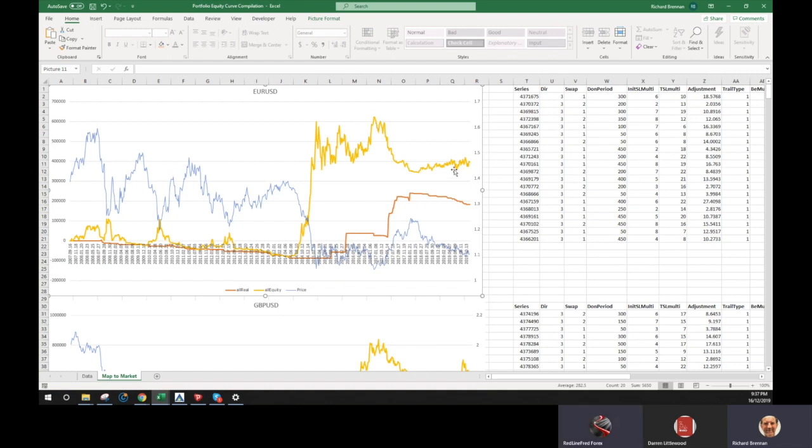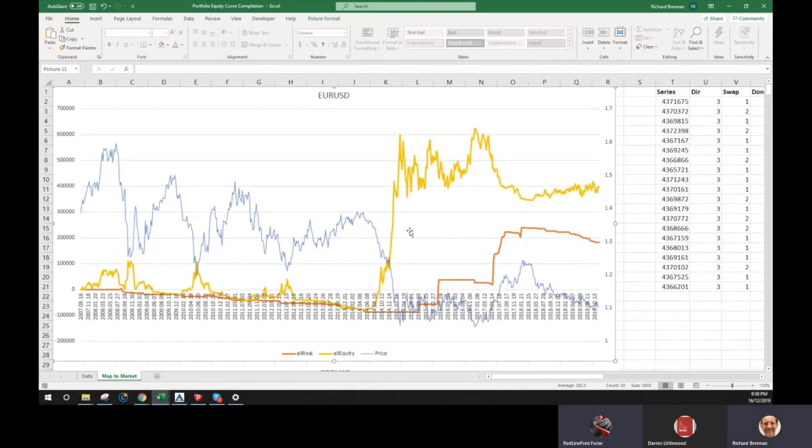So that's the Euro USD. Sorry, before you leave that graph, the blue line there is representative of price action for the euro over that period. So you can see where the uplift in equity coincides with the drop in price. And so the sharper the drop in price, the faster the equity rises, because we're not getting hit with any retracement stops.